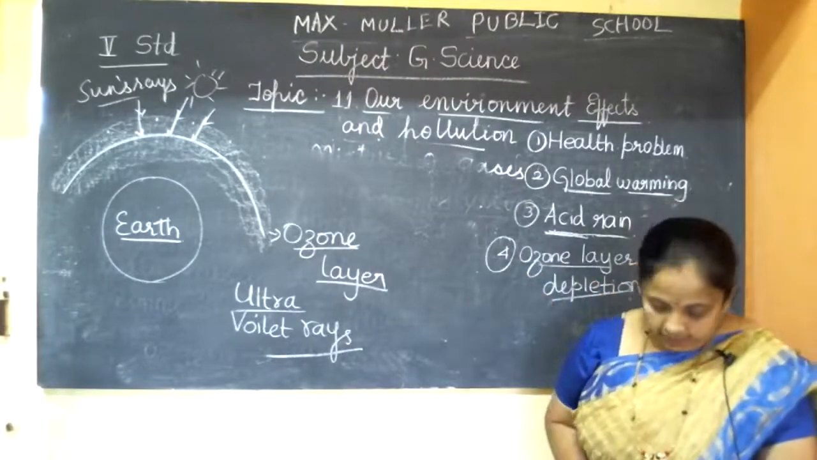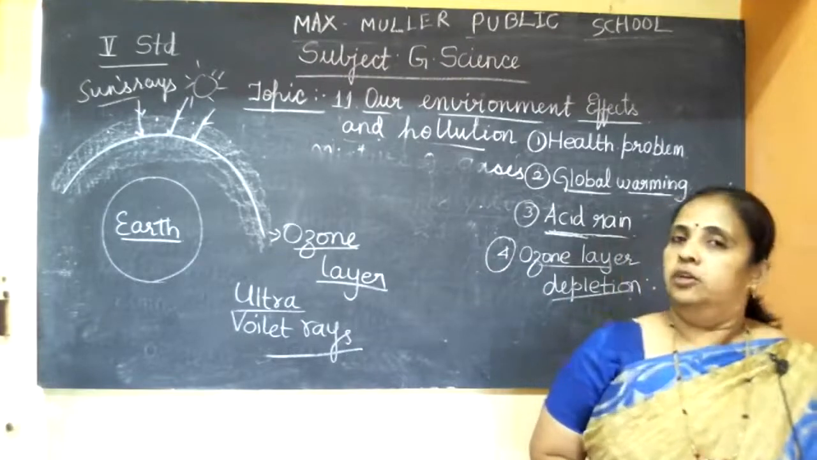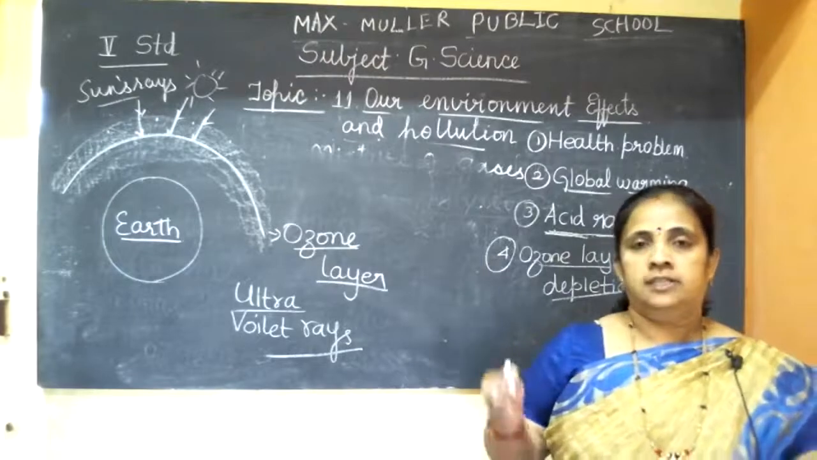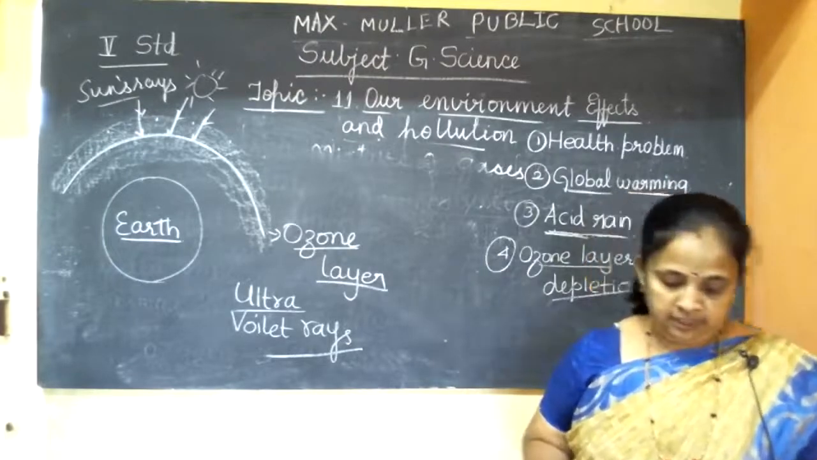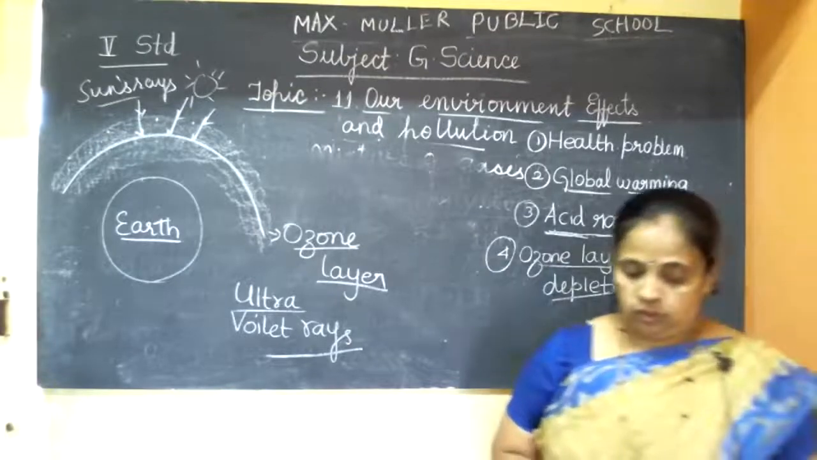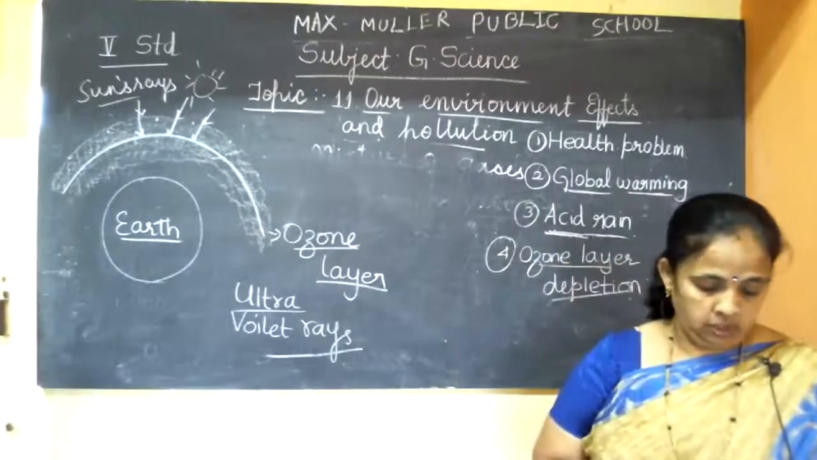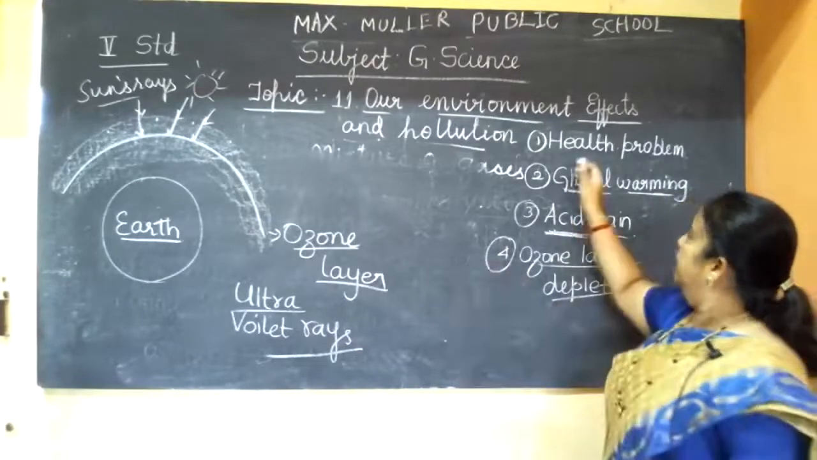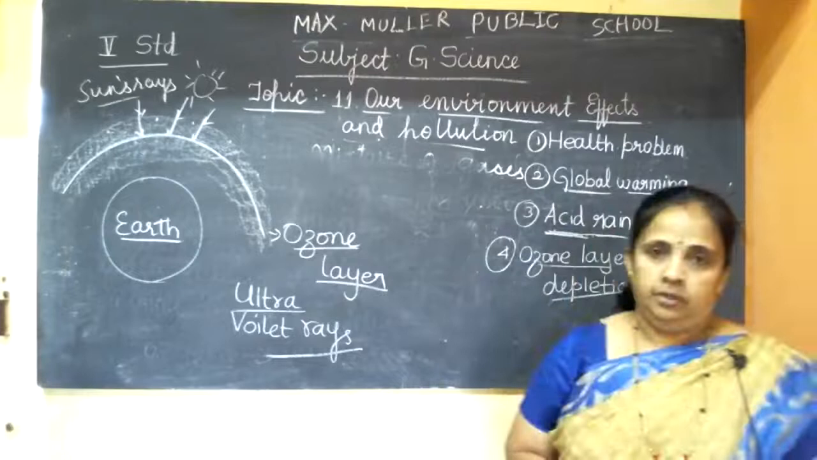Why is that ozone layer depletion occurring? Again, because of the air pollution. Who is responsible? Humans. Because that balance is not there in nature. So we are responsible for the ozone layer depletion. Okay. So these are the different effects of air pollution.